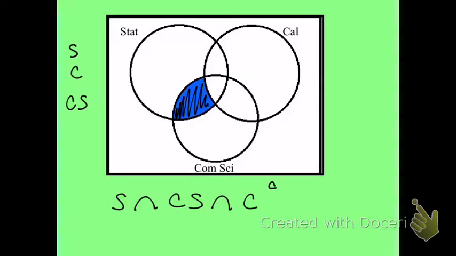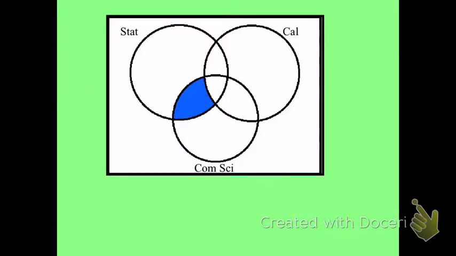So you include the calc complement when an entire circle is not shaded. So the entire calculus circle is purposefully not shaded. You'll put ands in between. So you have stats and comp sci and not calculus. Yeah, these look weird because you see C's in there a lot. Okay, let's try the next one.